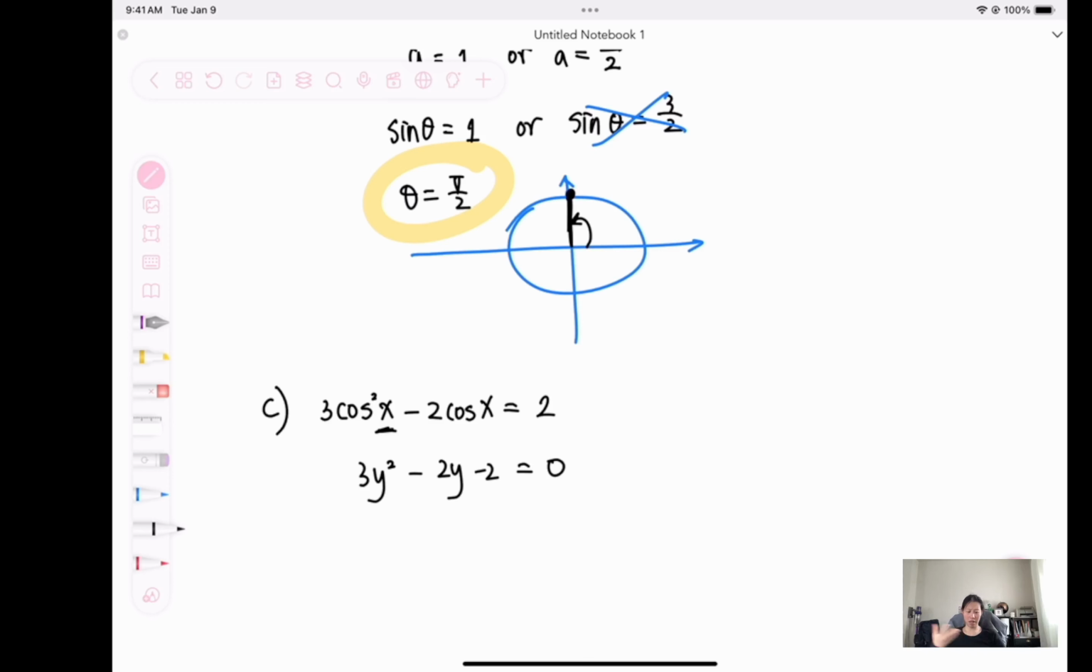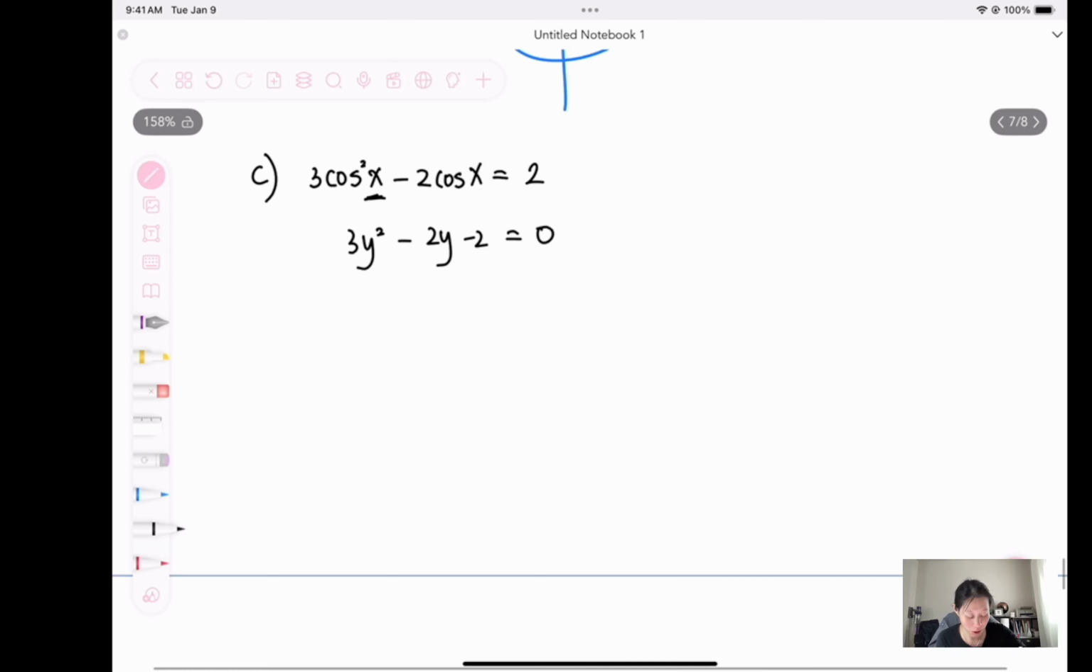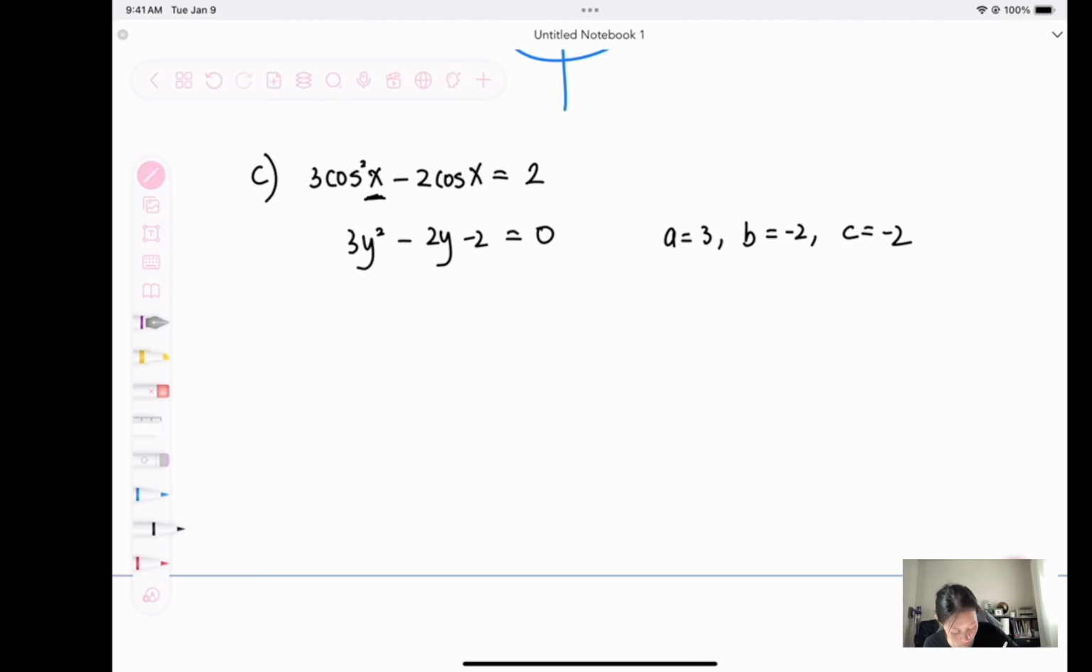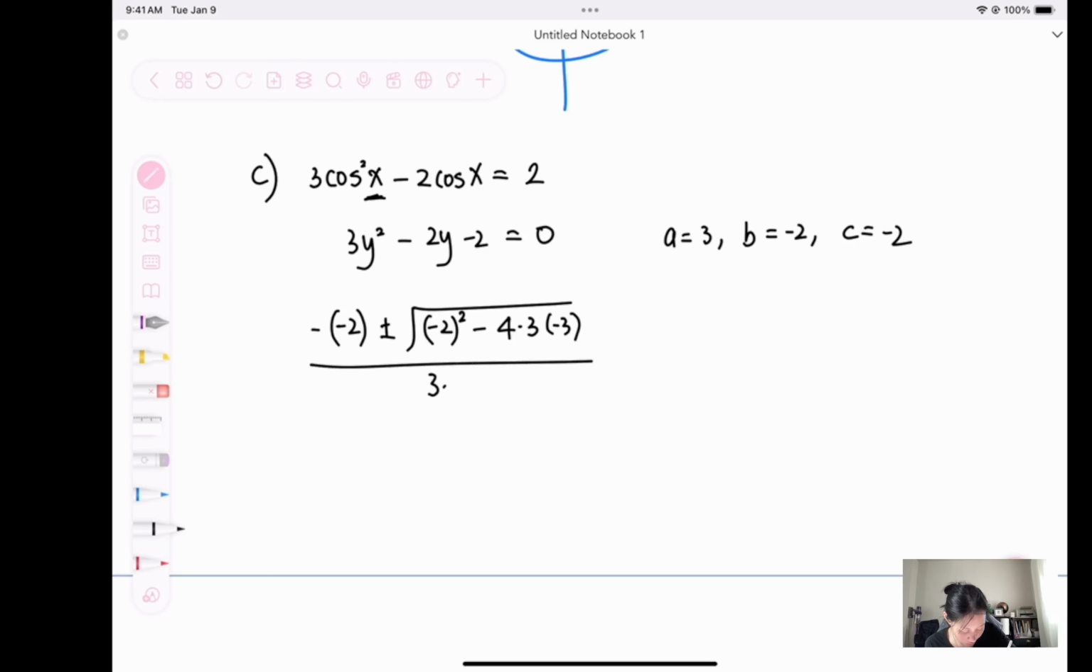Again, this one, the AC method doesn't work. That means I need to use the quadratic formula to solve our problem, where a is equal to 3, b is equal to -2, c is equal to -2. So the quadratic formula: I have negative b plus or minus the square root of b squared minus 4 times a times c, over 2a. Oh, sorry, it's 2a, not 3 times 2.